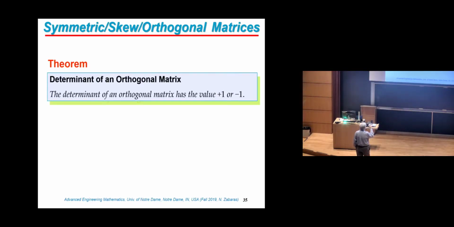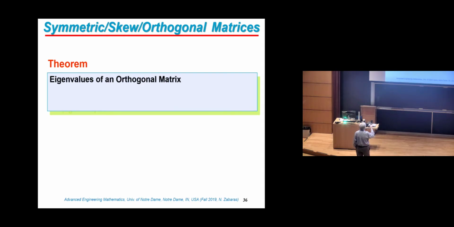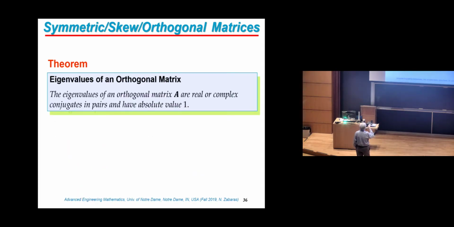It says the determinant of an orthogonal matrix takes the values plus minus 1. So don't worry, it's not there. Okay? So the eigenvalues of an orthogonal matrix A are real or complex, conjugates in pair, and have absolute value equal to 1. There is way too much information in that statement.